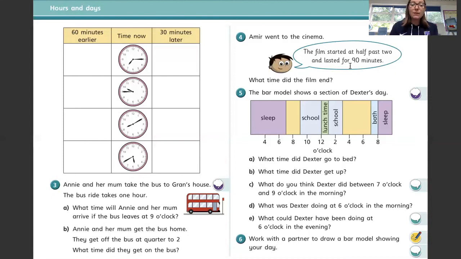Do remember that if you found telling the time to 5 minutes really, really tricky this week, and you don't want to move on yet, then you don't need to. You could carry on practicing that and move on to this a bit later, maybe next week.